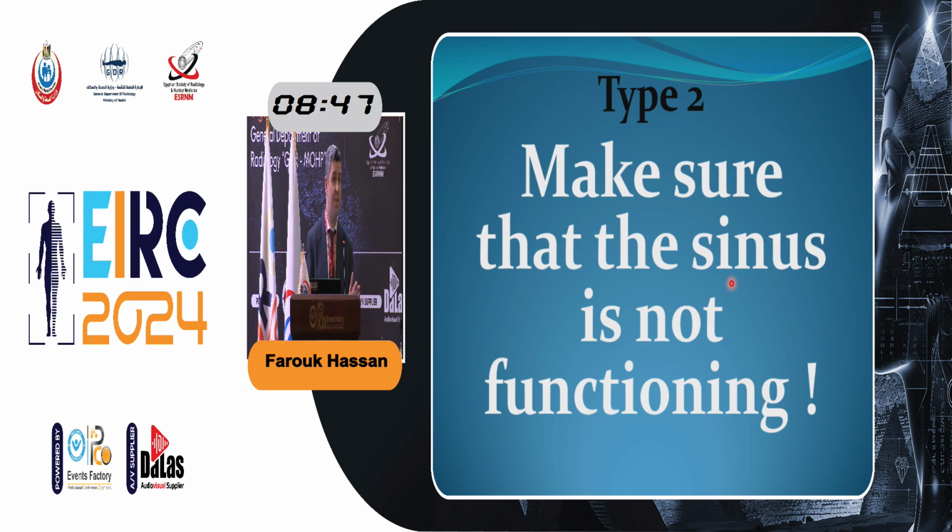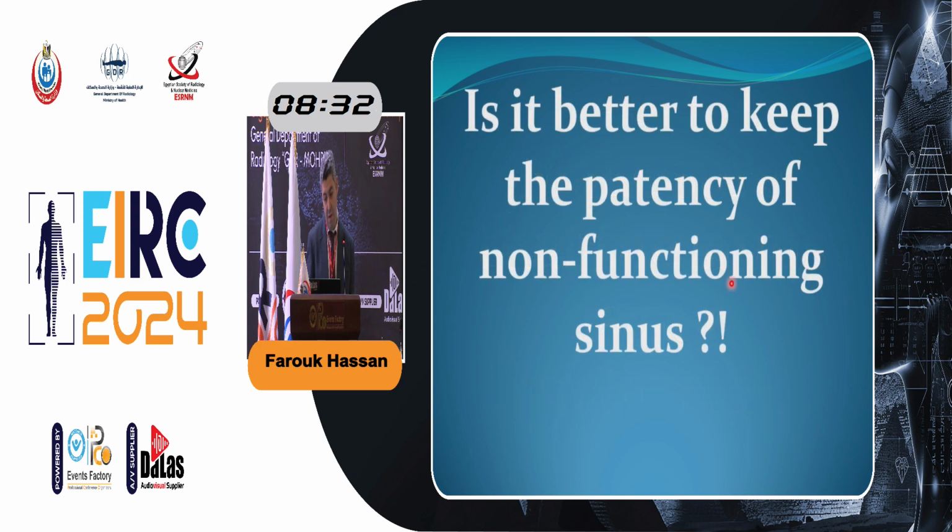How do we do this? We do this by going to the very delayed venous phase of the angiogram, and we make sure that the normal veins of the brain don't go into this sinus, and the sinus is occupied by the high flow from the fistula.